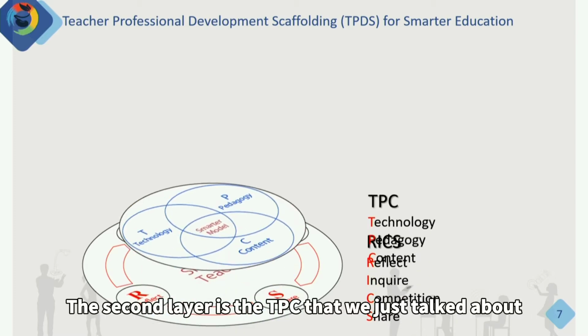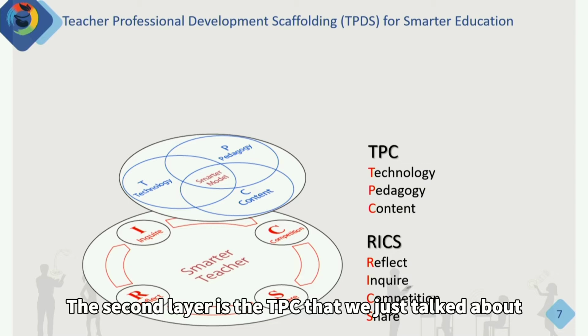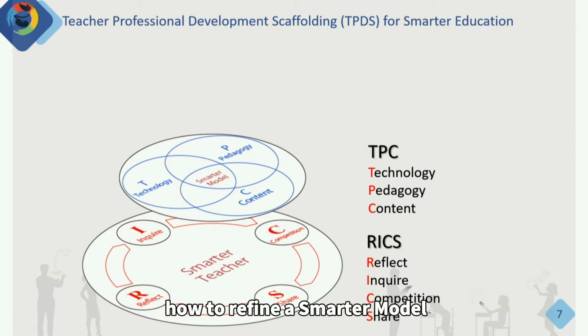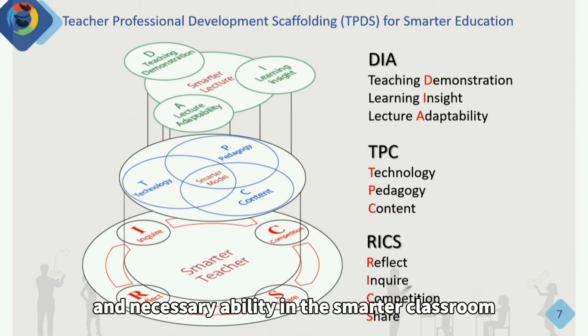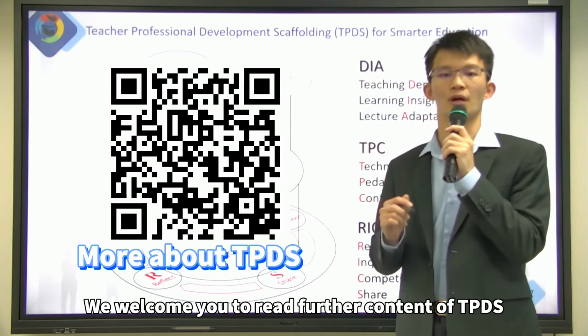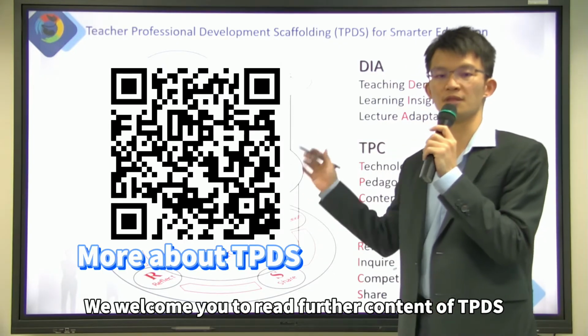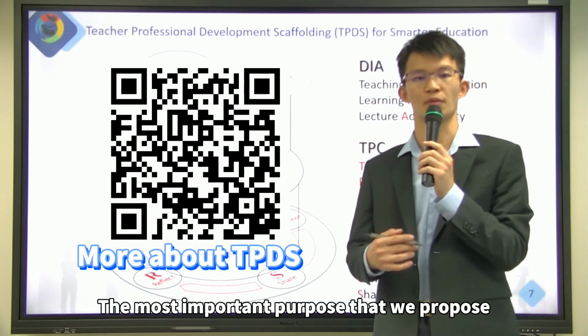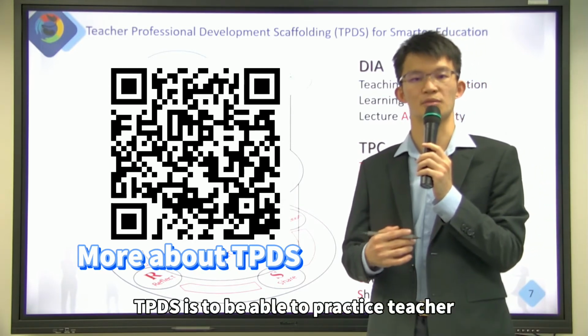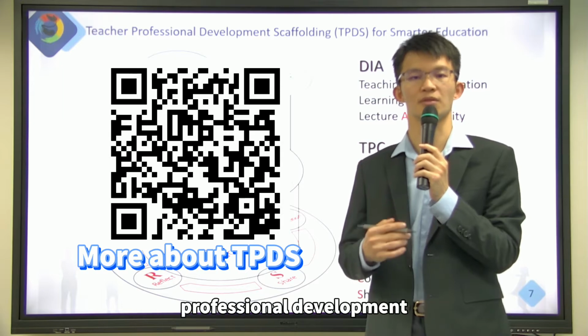The second layer is TPC that we just talked about, how to refine a smarter model. And the third layer is the DIA, which is the important and necessary ability in the smarter classroom. We welcome you to read further content of TPDS. The most important purpose that we propose TPDS is to be able to practice teacher professional development.